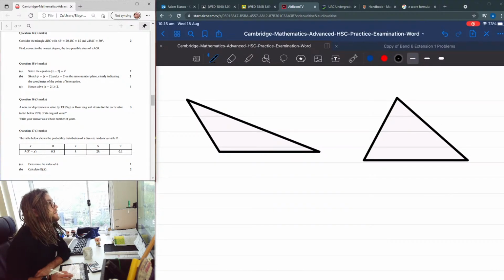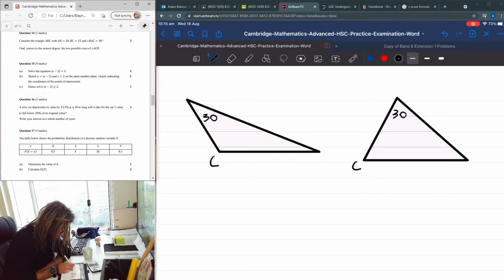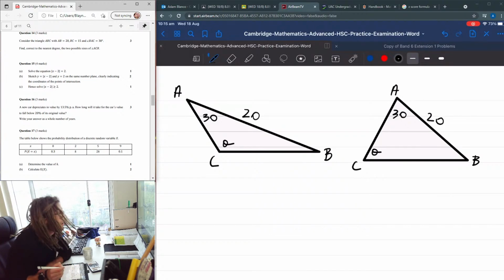Alright. ABC. AB is, so hang on. BAC is 30. Let's chuck 30 here. Possible size of AC. So that's going to be C. So let's just call that theta. What is it? A? No, it doesn't matter where A and B are, does it? And actually it kind of does because they're fixed. Screw it. AB is 20. And BC is 15.